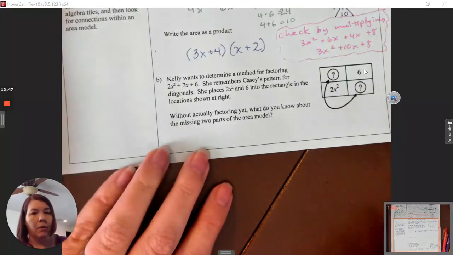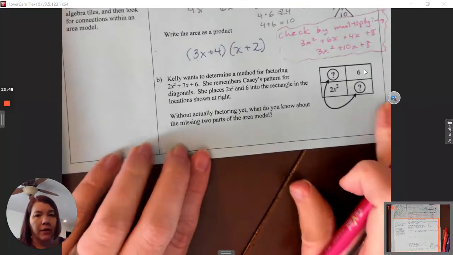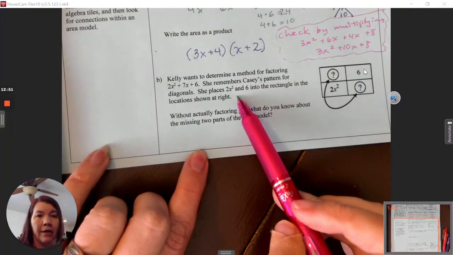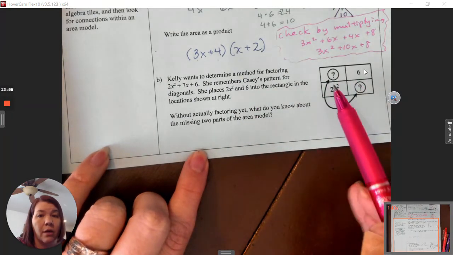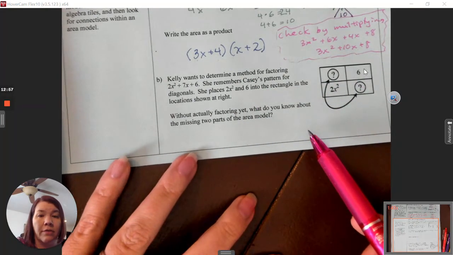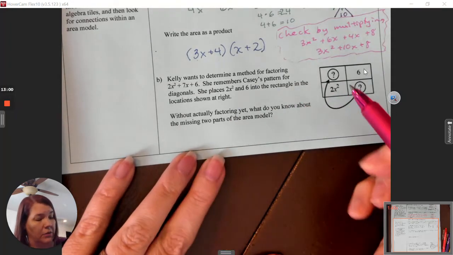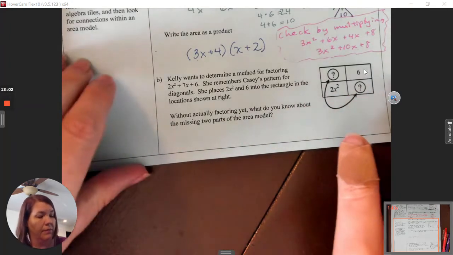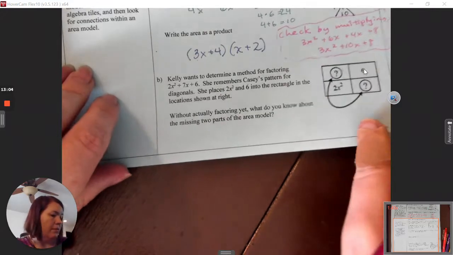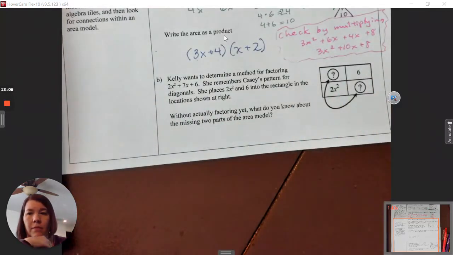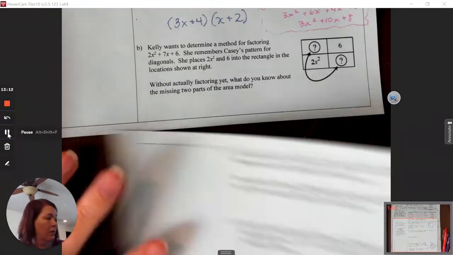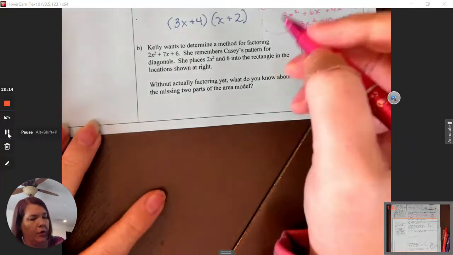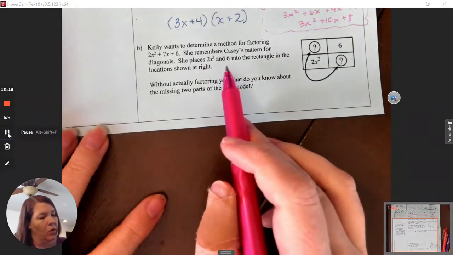Kelly wants to determine a method for factoring this. She remembers Casey's pattern for diagonals. She has his 2x and 6x into the rectangle as shown. Without actually factoring, what do I know about the two missing numbers? Give me a second. Okay, so I'm going to be putting this down here in just a minute in case you're curious. So Kelly wants to determine the method. What do I know about the two missing numbers?